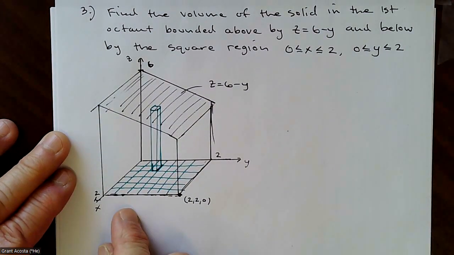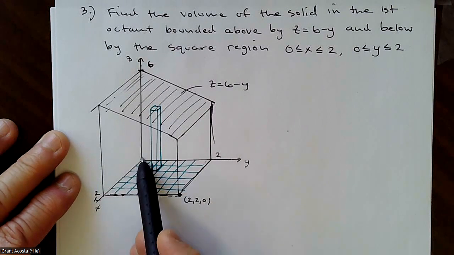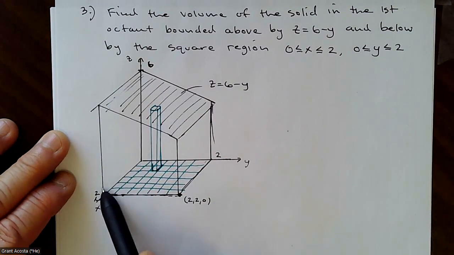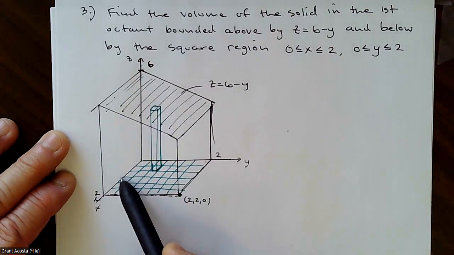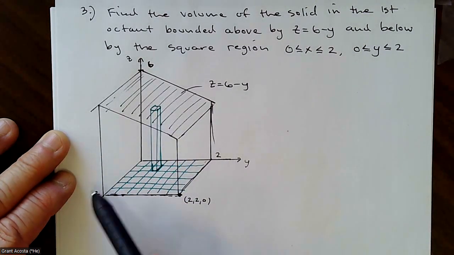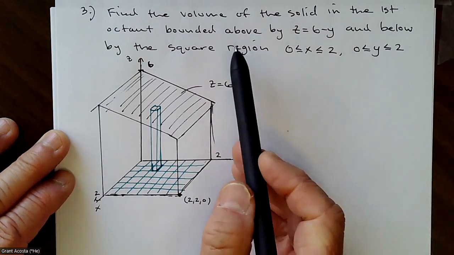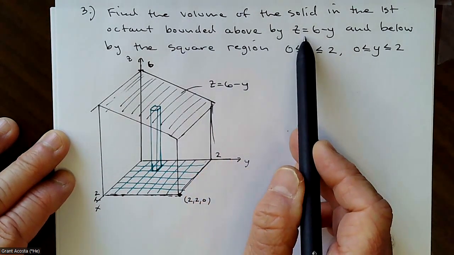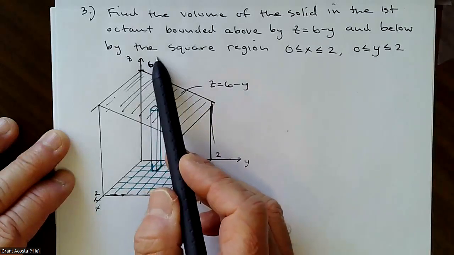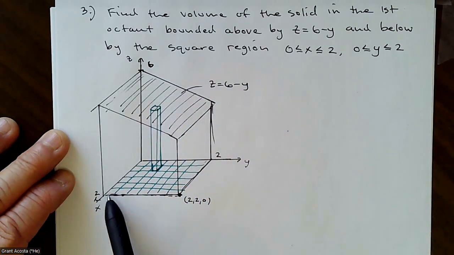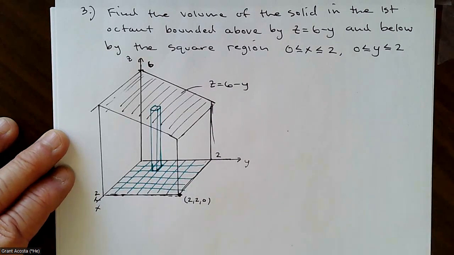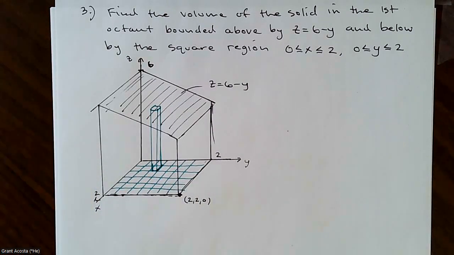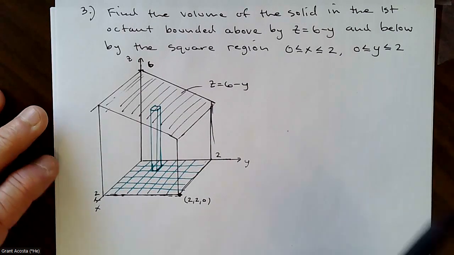In the first octant, remember the first octant is in the three-dimensional graphing system where x, y, and z are all positive. There's 8 octants, but only one where x, y, and z are all positive. And it's bounded above by z equals 6 minus y and below by the square region. X is between 0 and 2 and y is between 0 and 2. I went ahead and drew the picture so I'd get a nice picture for the video here.